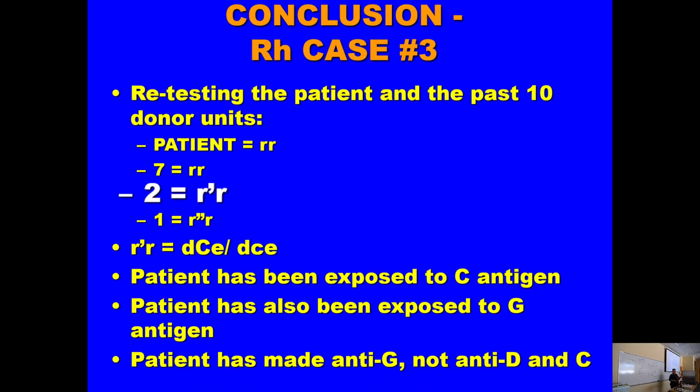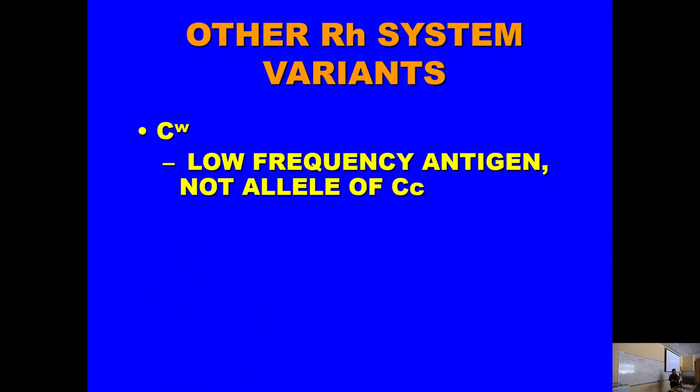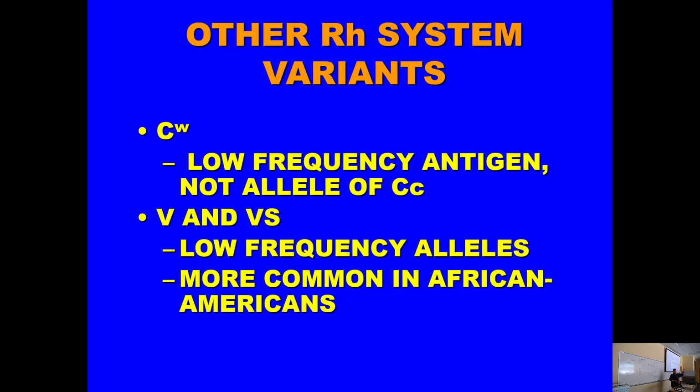I need to get through this because I have to watch the time. Other variants: CW is a variant, very, very low frequency. It is not an allele of big C, little c. CW is its own totally different thing. V and VS are also low frequency. We actually see those more often in African Americans.